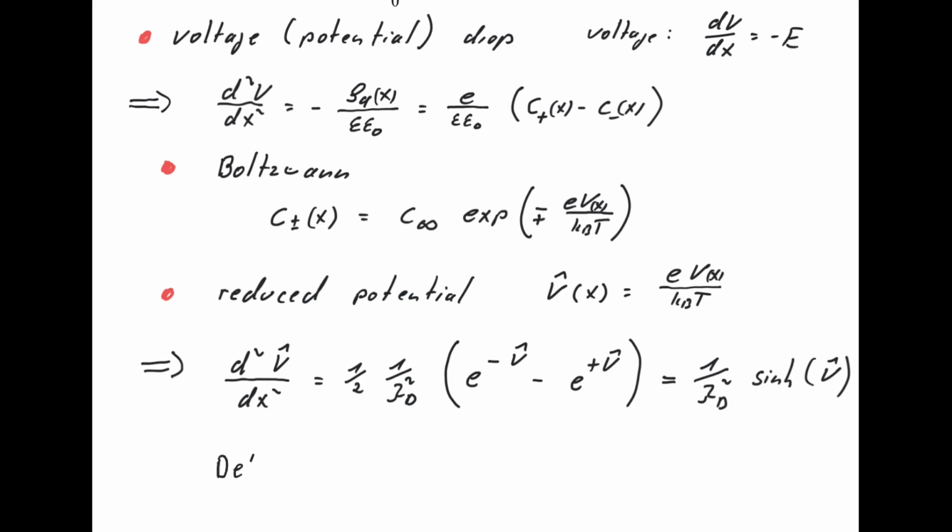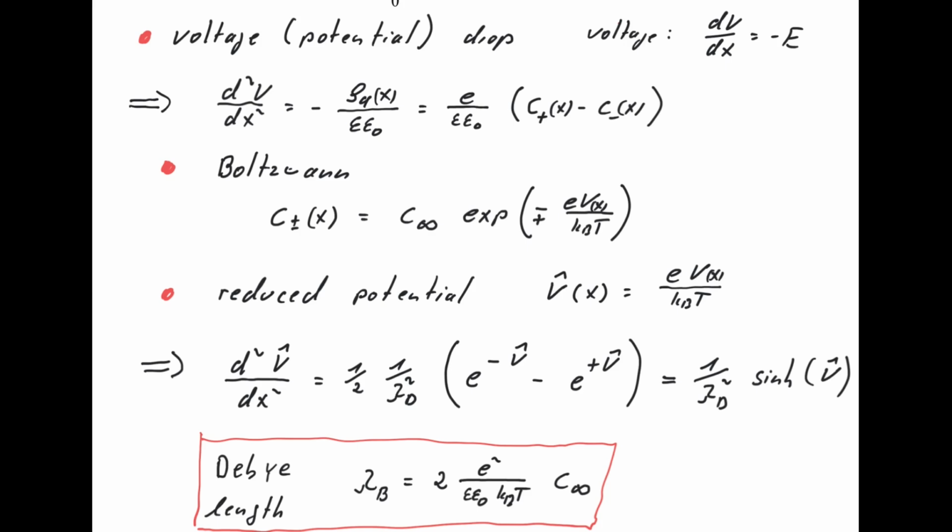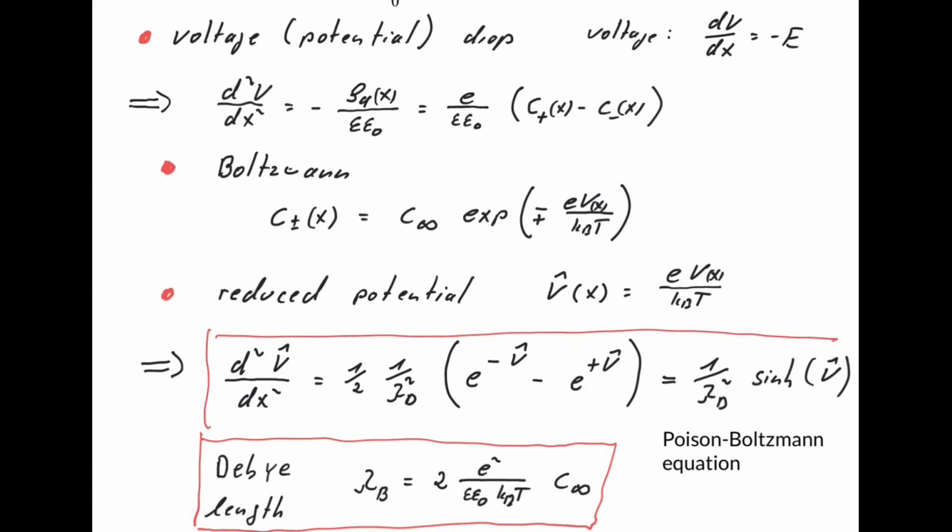where lambda D is a summary of all the units, and in our case this is 2 times e squared divided by epsilon epsilon 0 kBT times the concentration of the ions at infinity. This is called the Debye length, which describes the length scale at which the potential will drop off to 0. So the differential equation that we just derived is the so-called Poisson-Boltzmann equation.